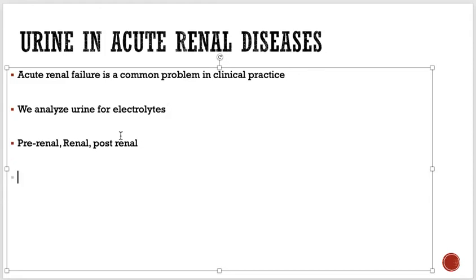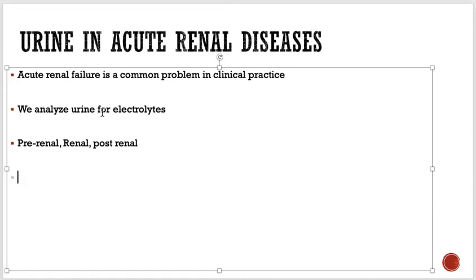Okay, so in clinics, post-renal, of course, there could be stones, trauma, or tumors. We mostly do imaging, and we are not discussing imaging, so we are not going to discuss this one. But pre-renal and renal, remember, in pre-renal there is not enough blood supply to the kidney, but in renal there is damage to the kidney itself. So we can differentiate easily by checking the electrolytes in the urine. What electrolyte? Sodium.